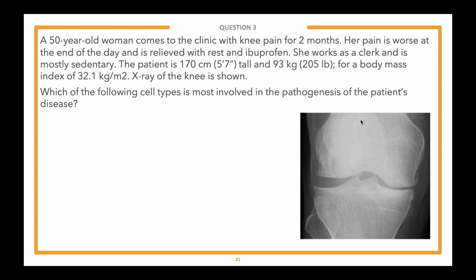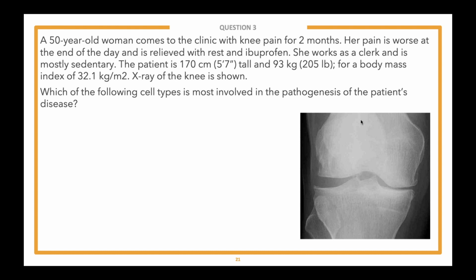A 50-year-old woman comes to the clinic with knee pain for 2 months. Her pain is worse at the end of the day and is relieved with rest and ibuprofen. She works as a clerk and is mostly sedentary. The patient is 170 centimeters or 5 feet 7 inches tall and 93 kilograms or 205 pounds for a body mass index of 32.1. X-ray of the knee is shown.